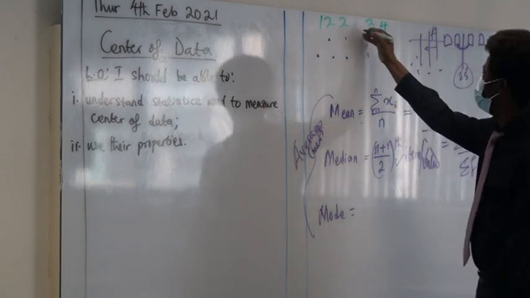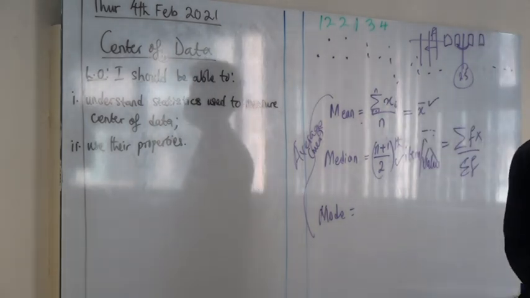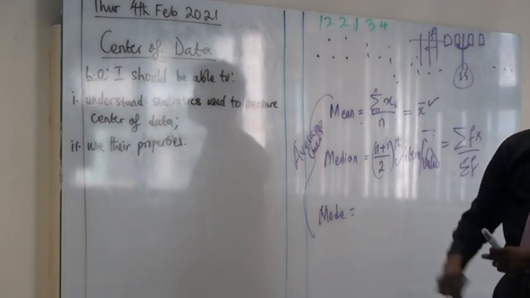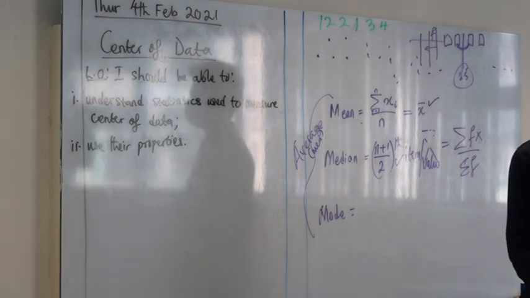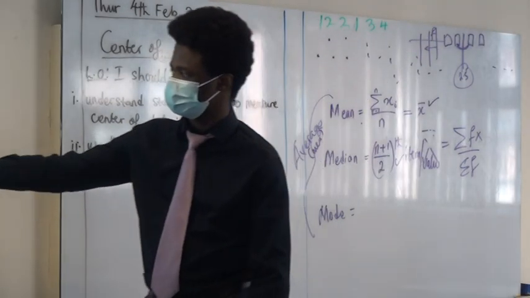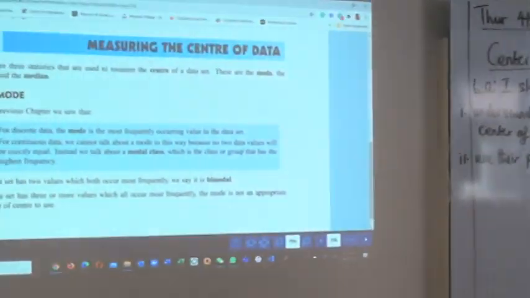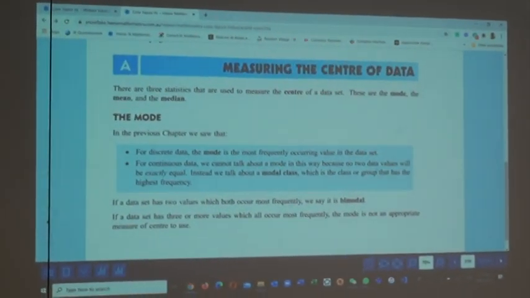2. But if I have this, 1 and 2, so this is a bimodal distribution. There are two modes. It's possible. And that is what it says. Okay? So if you are reading your textbook, don't get confused.